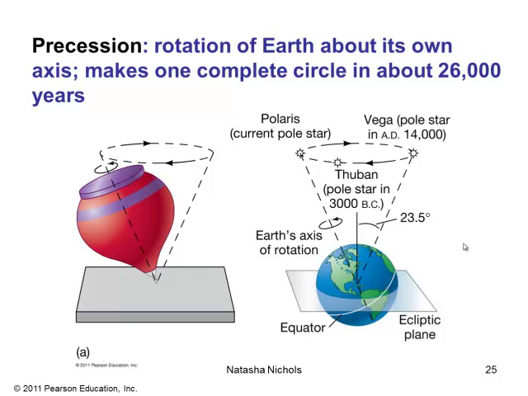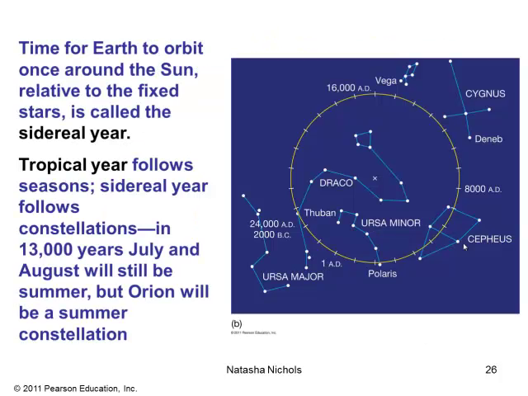The time required for Earth to complete exactly one orbit around the Sun relative to the stars is called a sidereal year, similar to the sidereal day. Now, one sidereal year is 365.256 mean solar days long, about 20 minutes longer than a tropical year. The reason for this slight difference is Earth's precession.